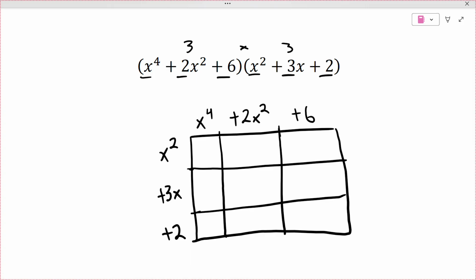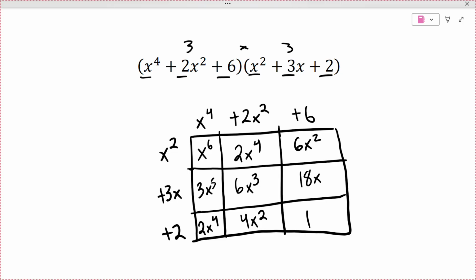So again, now I'm going into multiplication when I do the box, so make sure I'm multiplying the numbers and adding the exponents, which is why when I do x squared times x to the 4, I'm going to get x to the 6 because I'm adding the exponents there. x squared times 2x squared is 2x to the 4. x squared times 6 is 6x squared. x to the 4 times 3x is 3x to the 5. x to the 4 times 2 is 2x to the 4. 2x squared times 3x is 6x cubed. 6 times 3x is 18x. 2x squared times 2 is 4x squared. And 6 times 2 is 12.